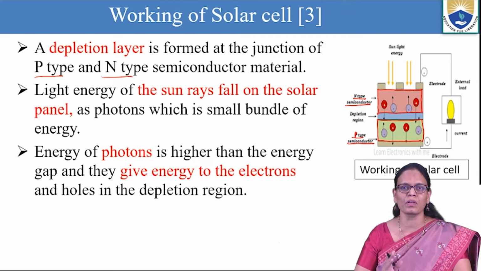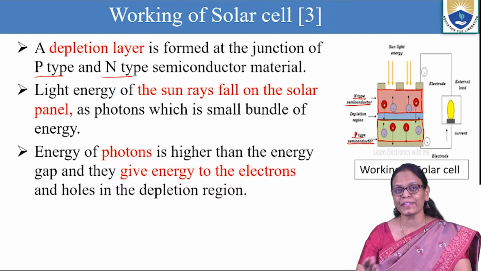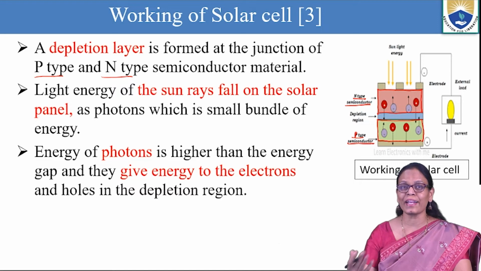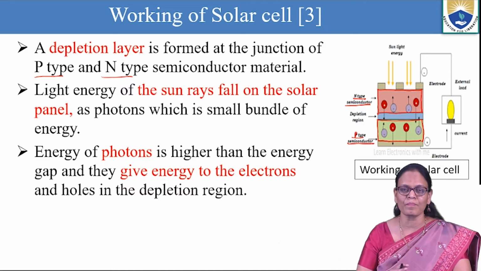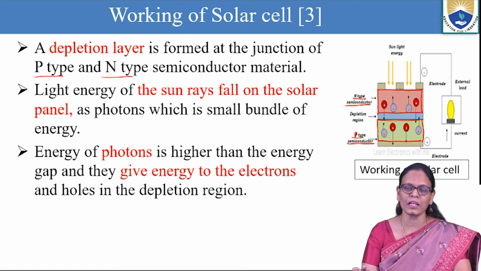Diffusion is always the movement of charge carriers from higher concentration to lower concentration. On the N side, we have electrons as the majority carriers, so electrons move from N to the P. And on the P side, we have holes as the majority carriers, so holes move from the P side to the N side.